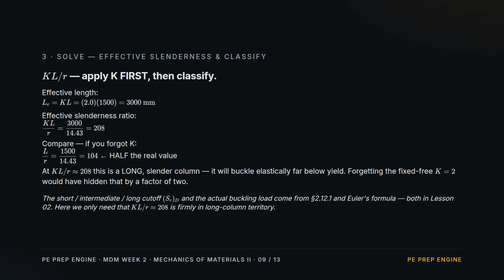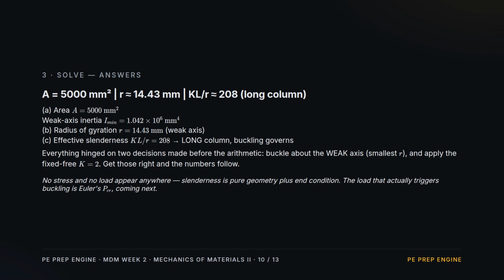Next lesson. Final answers. Area 5,000 square millimeters, weak axis inertia about 1 million square millimeters squared. Radius of gyration about 14.5 millimeters. And effective slenderness about 208. A long column, buckling governs. All of it rode on two choices made before any arithmetic. Buckle about the weak axis and apply the fixed-free K of 2.